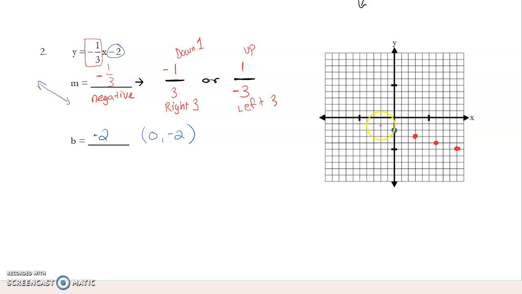Now, up 1, left 3, new point. Up 1, left 3, new point. Up 1, left 3. That was 2. There's 3. New point. Now I'm out of room. Down 1, right 3. I'm back. Up 1, left 3. I'm good. There's all of my points. Straight edge comes out. Line and arrows.